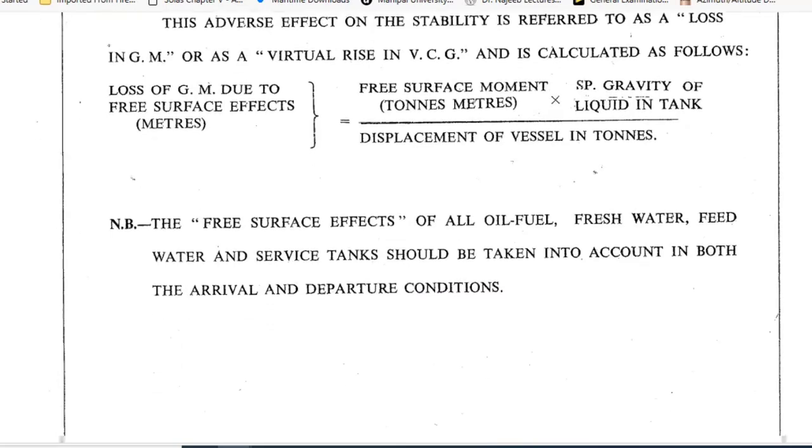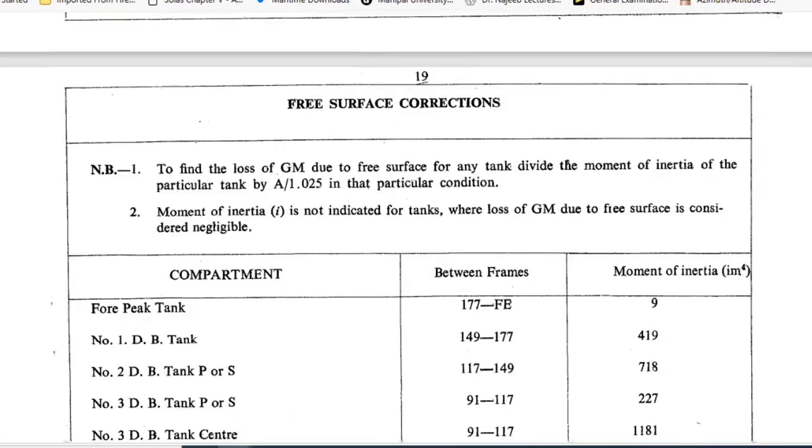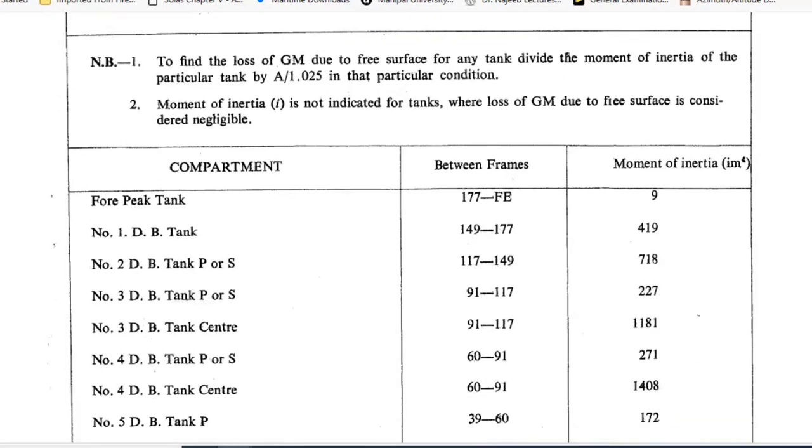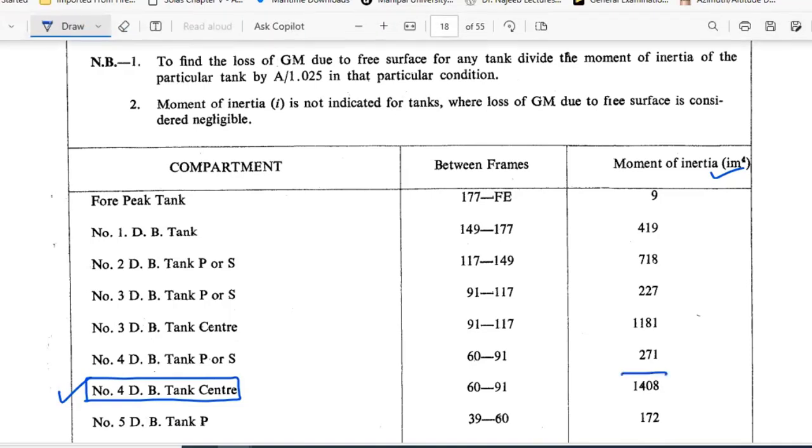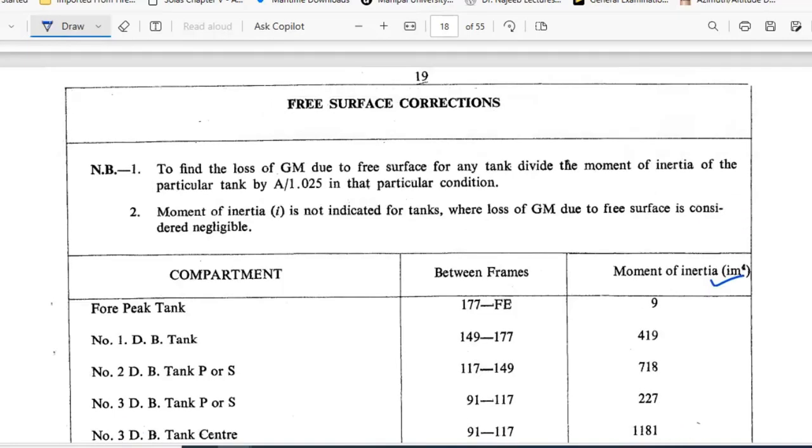The moment of inertia is given here of the various tanks. So moment of inertia of number 4 tank center is given, sir. It's 1408 meter raised to the power 4. Sorry, that is the unit.